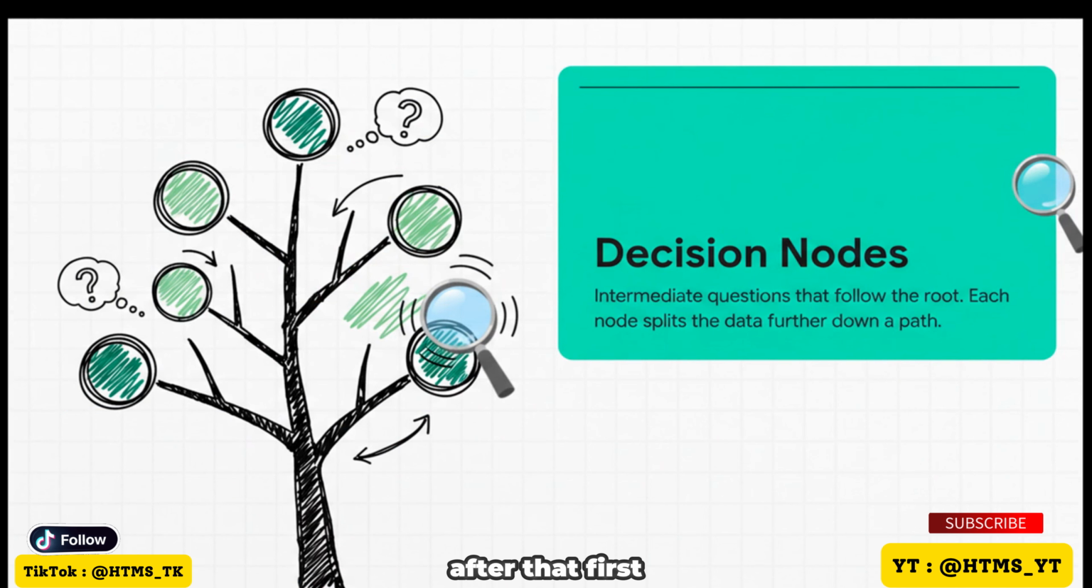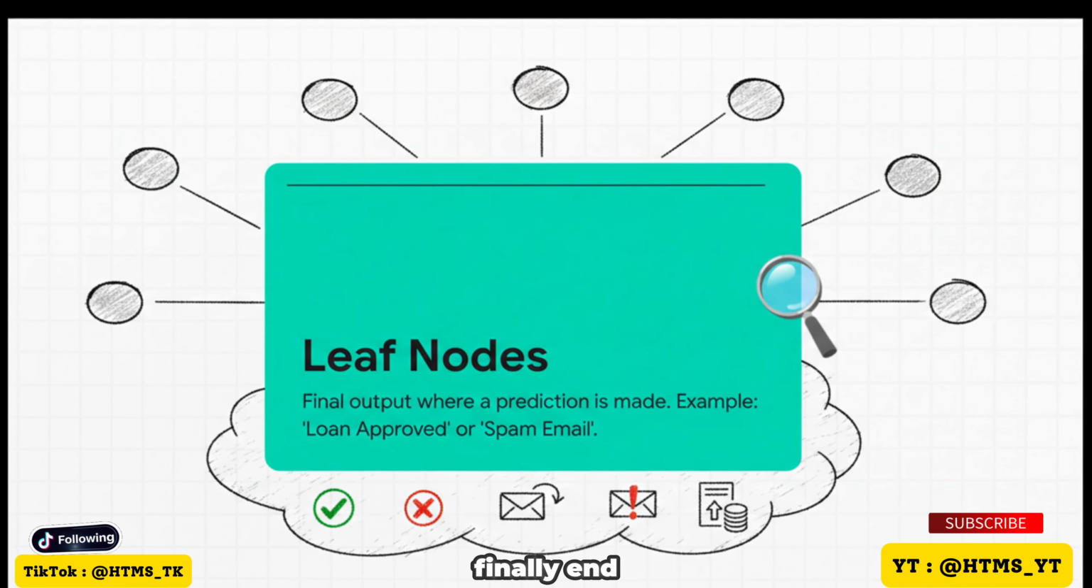So after that first big question at the root, we get to the decision nodes. You can just think of these as all the follow-up questions. Each one takes a chunk of data and splits it again and again, getting more and more specific as we go further down the branches of the tree. And where do all these paths finally end? Well, they end at the leaf nodes. These are the final answers, the end of the line. No more questions here. This is where the tree gives you its prediction, like loan approved or spam email.